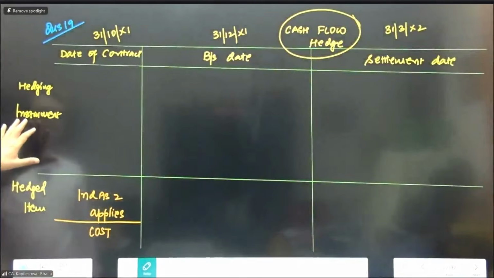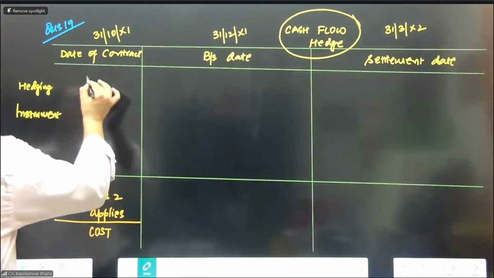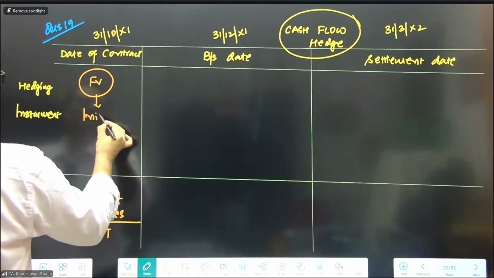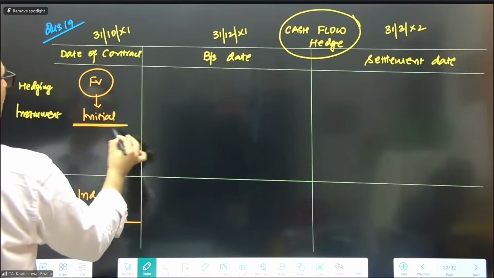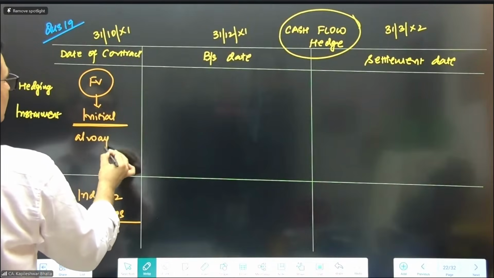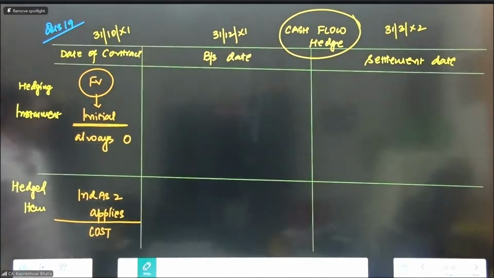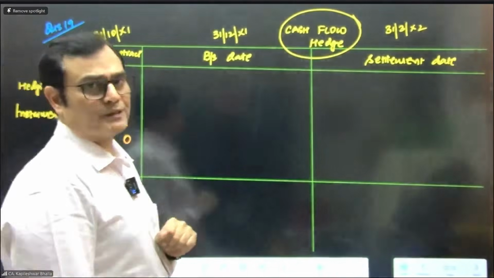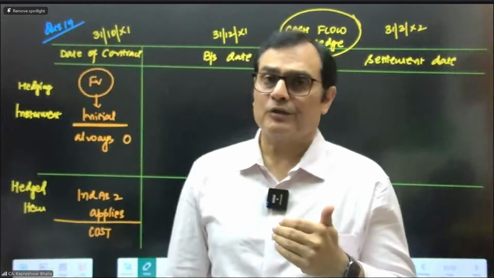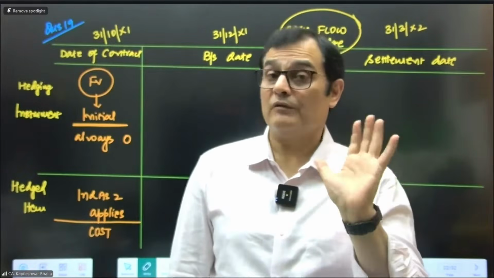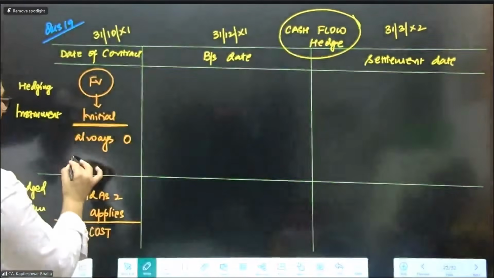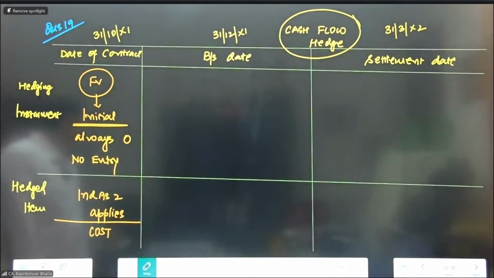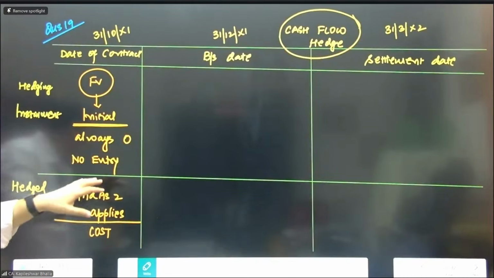When it comes to the hedging instrument, in this case, you need to capture the fair value, and the fair value at initial recognition is always zero. If you calculate the fair value at inception, you do a squaring off of the transaction on that day. When you square off the transaction, the fair value is always zero, so there will be no entry on this particular date. So your focus needs to be very clear.